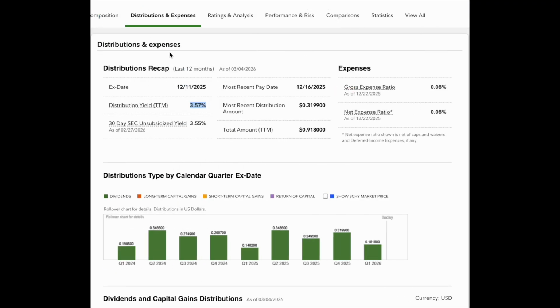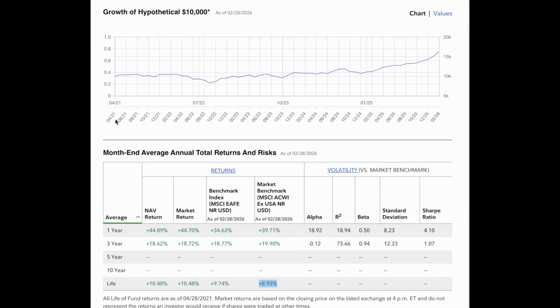Let's take a look at distribution and expenses, and this is where the real magic comes in. If you look at the yield yearly, it's 3.57%, an excellent dividend yield. Your gross expense ratio, because it's passively managed, is only 0.08%, which equates to about $8 for every $10,000 you have invested. SCHY's inception date was in 2021.